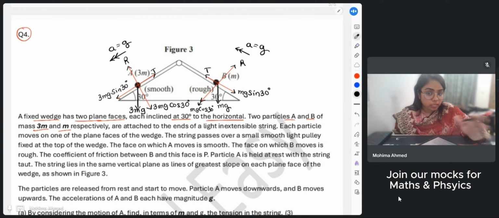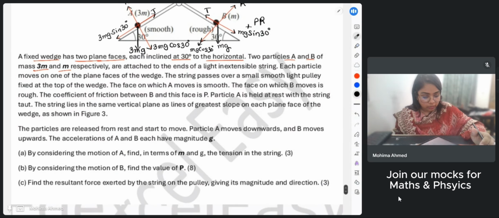So in this direction, friction should be, always remember, the coefficient of friction multiplied with the reaction force, right? In this case, the coefficient of friction was P, so it is going to be PR over here. Right, we have distributed all the forces for particle A and B. Now for part A, we only want to focus on particle A, and we want to find out the tension in terms of M and G.